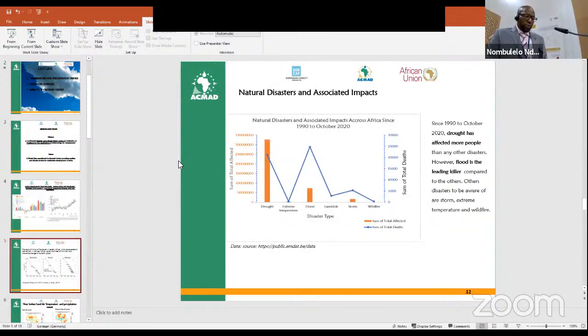We also showed how natural disasters and their associated impact. This is a complement to the previous one I was explaining. Then we started showing the data from 1990 to 2020. Now we found out that drought has affected more people than any other disaster. However, flood is the leading killer compared to others. Other disasters to be aware of are storms, extreme temperature, and wildfires.